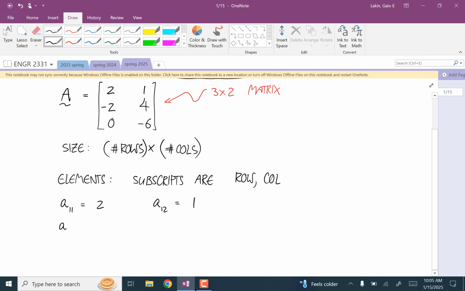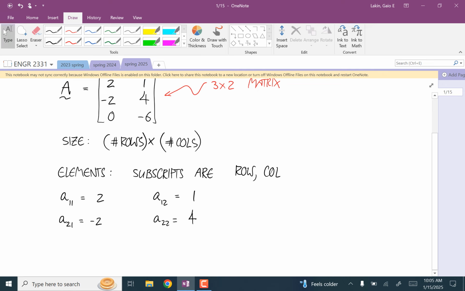The negative 2 there in that matrix, what would be the subscripts for that? 2, 1. Yeah. 2, 1 is negative 2. 2, 2 is 4. What would be the subscripts for the negative 6 there? 3, 2. Yeah. And 3, 1 would be 0.